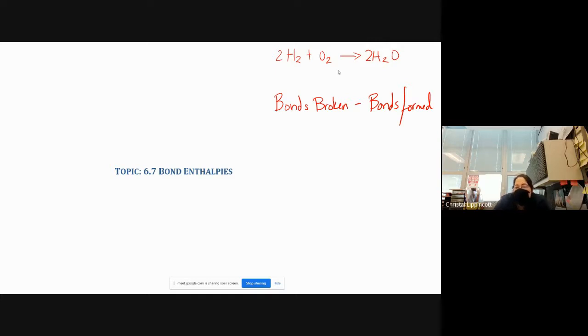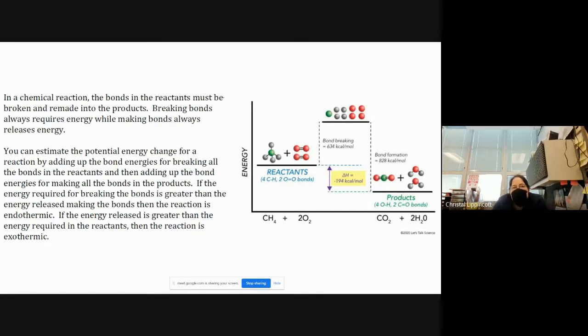That's just weird. Okay, so let's keep going here. In a chemical reaction, the bonds in the reactants must be broken and remade into products. Does that make sense? Breaking bonds always requires energy. Making bonds always releases energy. This requires energy. This releases energy. If more energy is required than released, then you have an endothermic reaction. If more energy is released than is required, then you have an exothermic reaction.